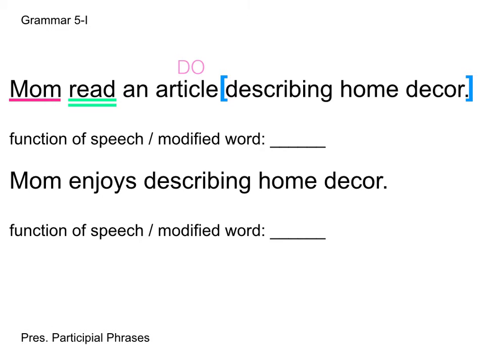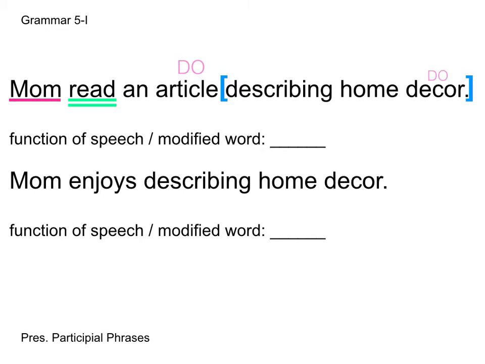Well, we know that this is not going to be functioning as a noun in this sentence because we already have our subject and direct object, so we obviously can't have a PN in this sentence. So really, what is this phrase doing? It is modifying the article, but within the phrase itself, we have a direct object. Decor is receiving the action of being described.